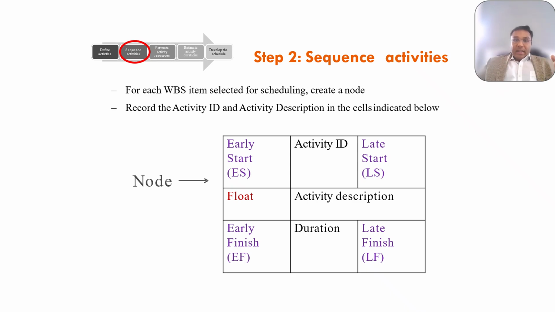And you can also see late start and late finish. Late start is the latest possible start time without delaying the project, and the late finish is the latest possible finish time without delaying the project. You can also see float. Sometimes it's called slack. As the word means, it's the amount of time an activity can be delayed without affecting the overall schedule. And the final one is the duration, which is obviously the expected time required to complete the activity.